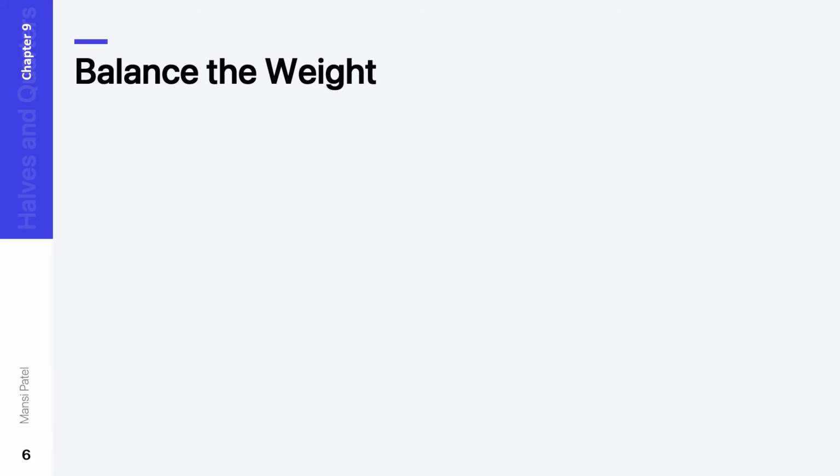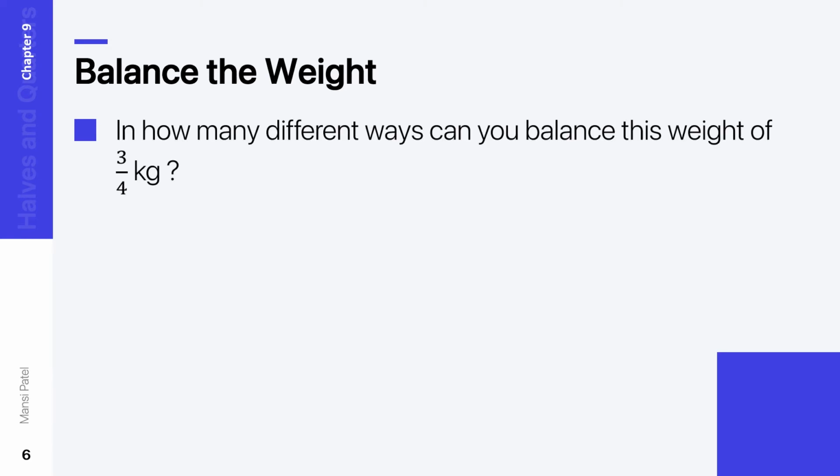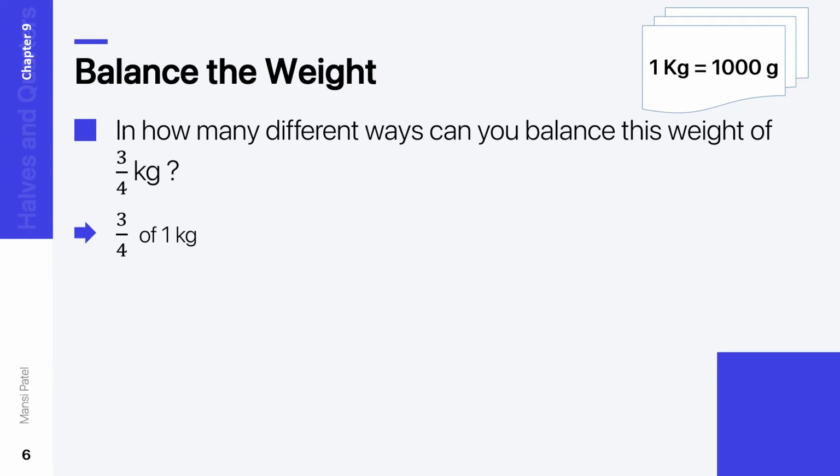Now balance the weight. How can we balance the weight? In how many different ways can you balance this weight of 3/4 of a kilogram? But before that, you have to find 3/4 of a kilogram. You must know that 1 kilogram is equal to how many grams? In your previous standard you already studied that 1 kilogram is equal to 1000 gram. So now just divide this 1000 gram into 3/4 part. So we can say 3/4 of 1 kg.